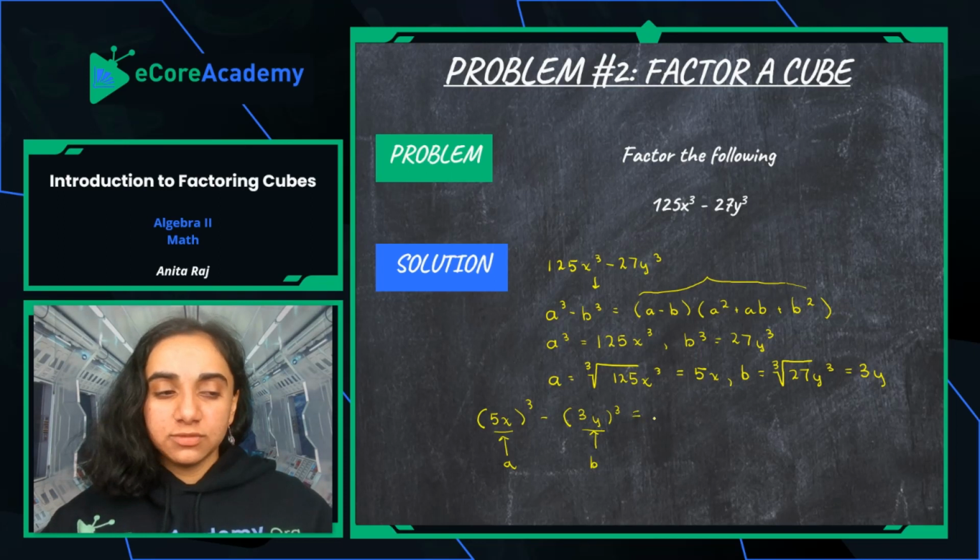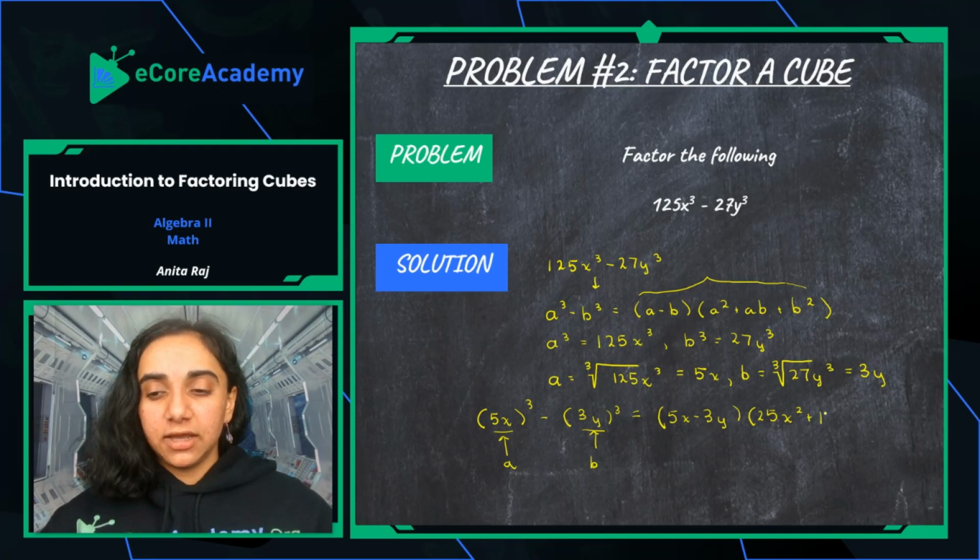So how are we going to write it in terms of factors? Well, a minus b is going to be the first set of parentheses, so we're going to have 5x minus 3y times a squared. Well, 5x squared is equal to 5x times 5x. 5 times 5 is equal to 25, and x times x is x squared. So we're going to have 25x squared plus ab. ab is equal to 5x times 3y. 5 times 3 is 15, x times y is xy. And then lastly, b squared. b is equal to 3y. 3 times 3 is 9, y times y is y squared.